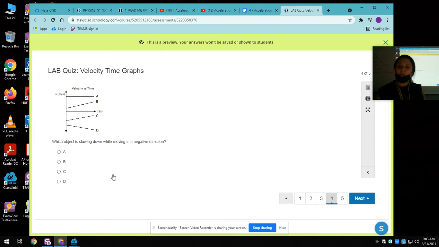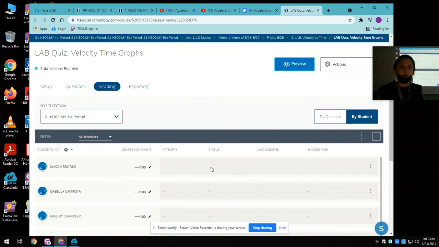Everybody got it? So remember, you're going to get a stamp for completing. Stamps are going to be counted up at the end of the 9 weeks. And then your actual grade in Teams are going to be these little online lab quizzes.